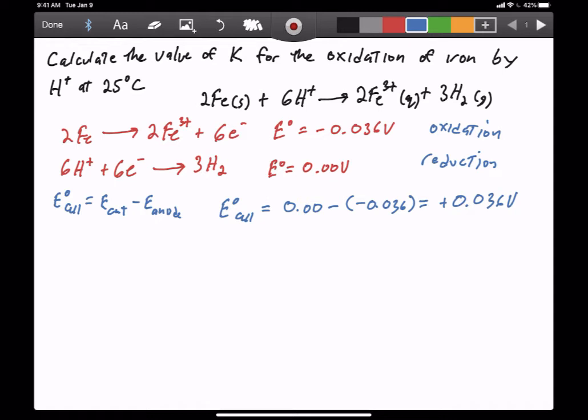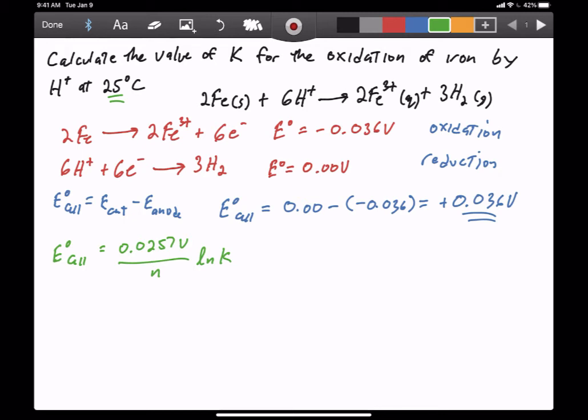So not exactly something you're going to power your laptop with, but it is a positive voltage, and that does indicate to us that it is a spontaneous reaction. But we're not worried about the spontaneity here. We're trying to calculate the equilibrium constant. And so we have an equation that does relate equilibrium constant to voltage, and that is E0 cell is equal to 0.0257 volts over N times the natural log of K.